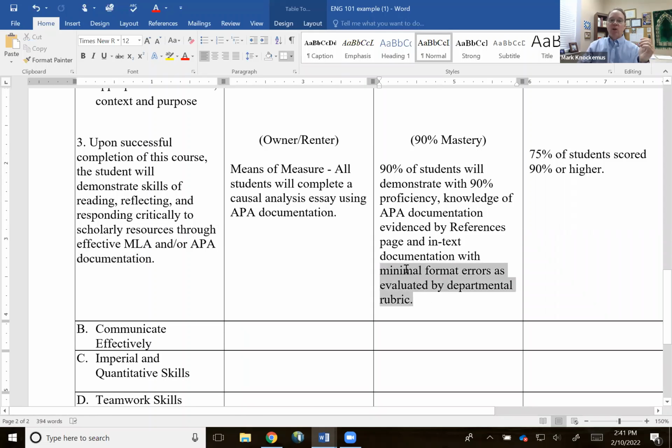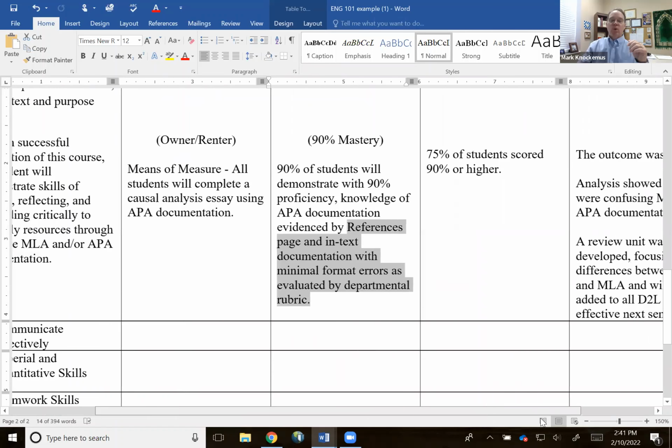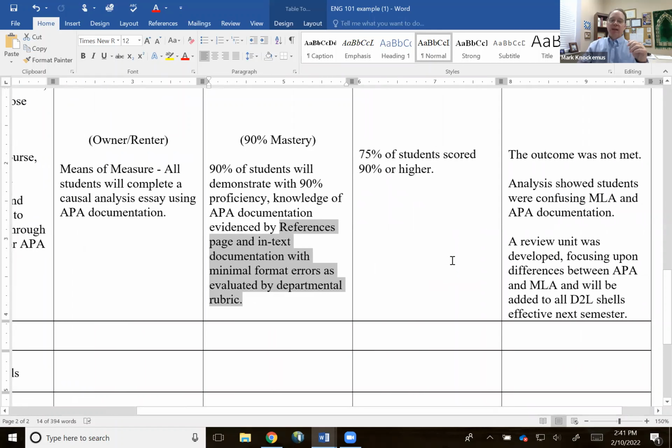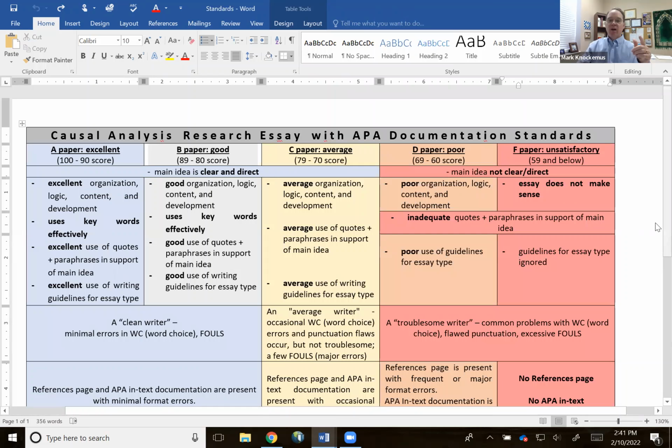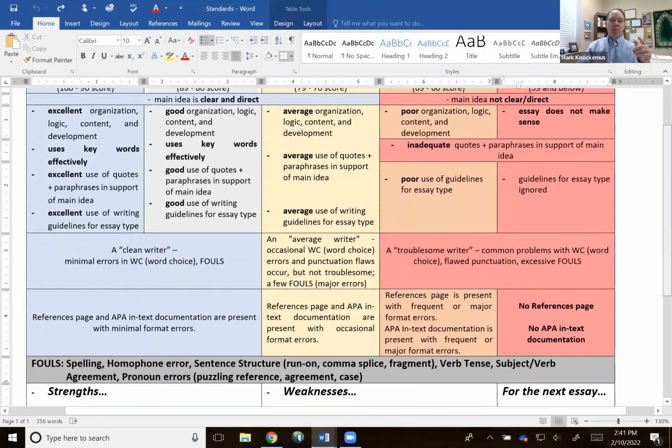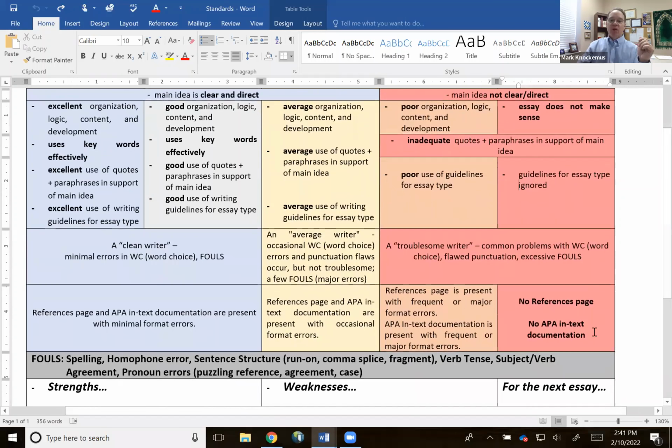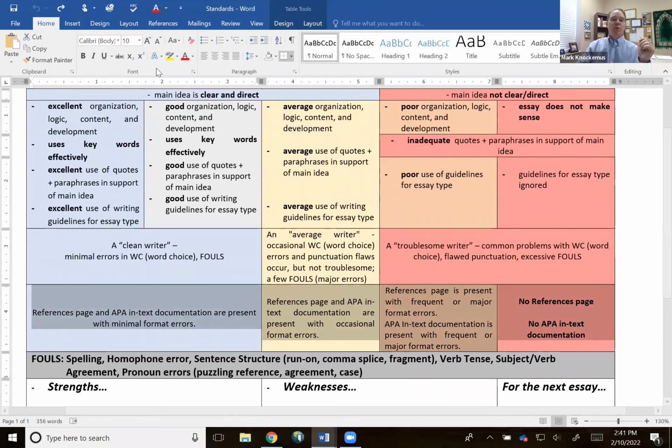So we're going to have to take a look at just the references page and in-text citations, the documentation inside the body of the paper. And what did we find out? That, oh dear, we didn't make it again. 75% scored 90% or higher. So what do we have to do again? We have to go back to the standards, the rubric. And the row that we have to look at here would be this row.